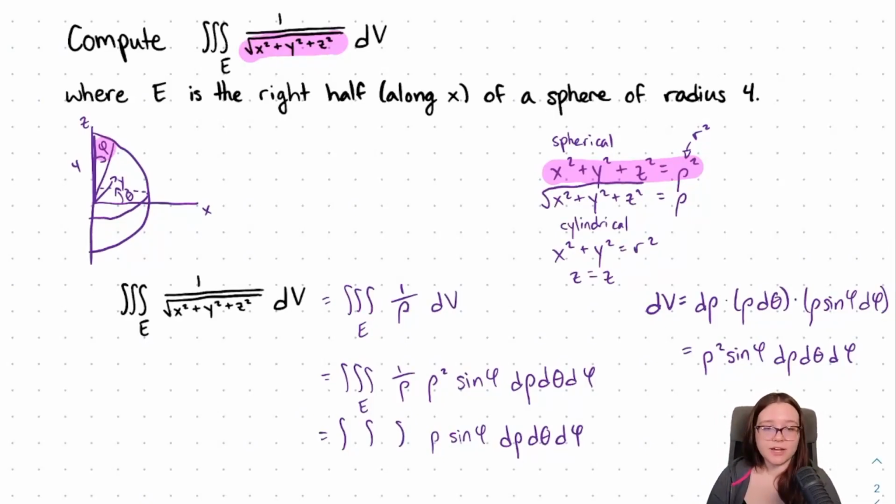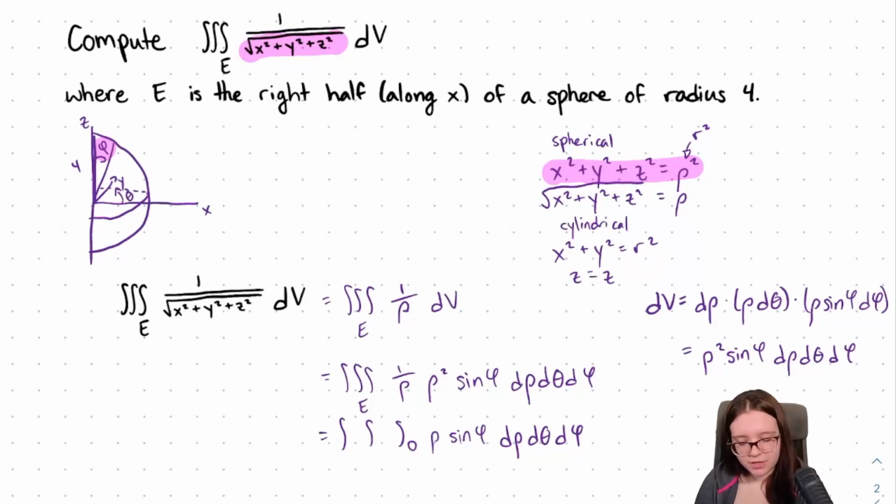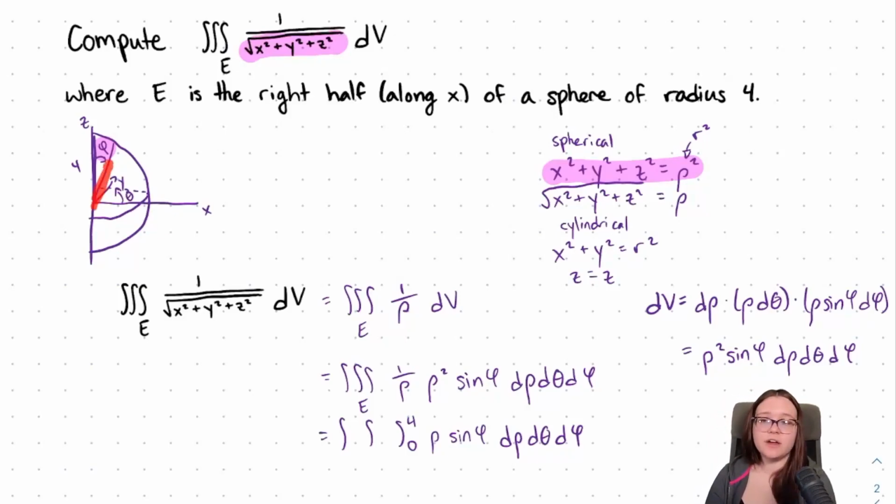Well, what is the minimum radius that we are looking at? The radius is smallest at 0 because that's the origin. The origin is in the region E, so we're definitely starting at 0. And then what is the maximum? Well, the maximum should be 4 because remember, we're just integrating along this half sphere, and this sphere has radius 4. The whole sphere would have radius 4. Very bad circle. All right. So we figured out the limits for our rho integral, our radius integral.